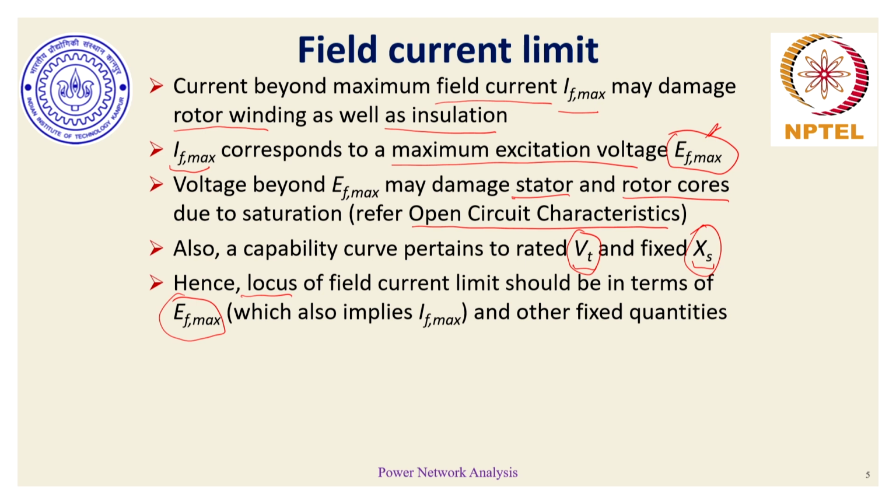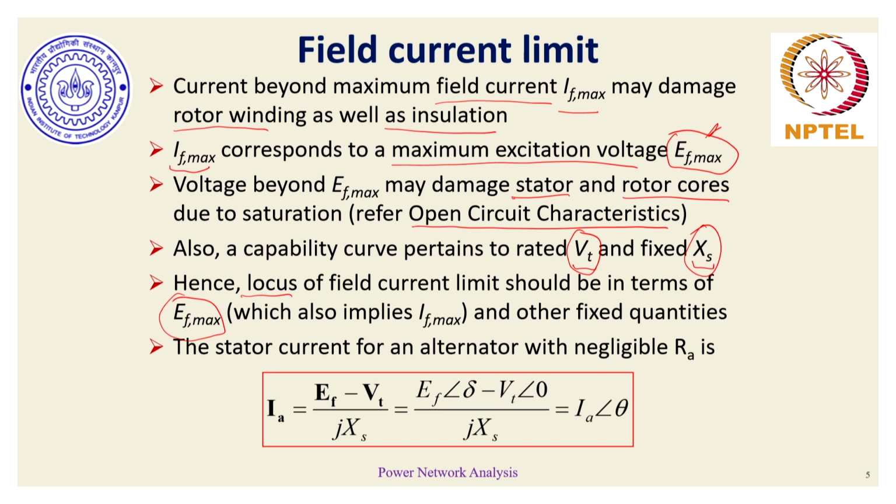So if we start from the basics, we already know that for a cylindrical pole synchronous generator with negligible armature winding resistance, this is the expression of the per phase armature current. Again, please note that subscript A here doesn't mean phase A. Subscript A here is indicating armature winding. So if this is the current expression, we can also expand this current into corresponding real and imaginary parts.